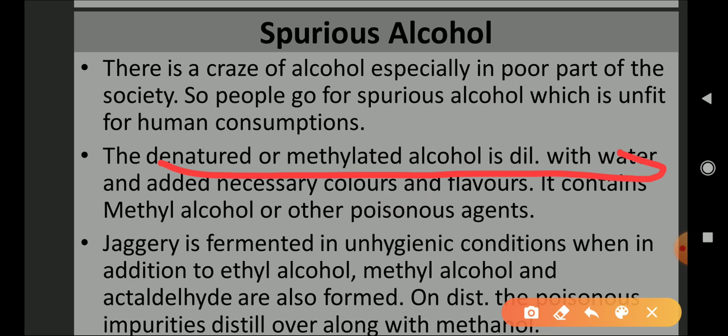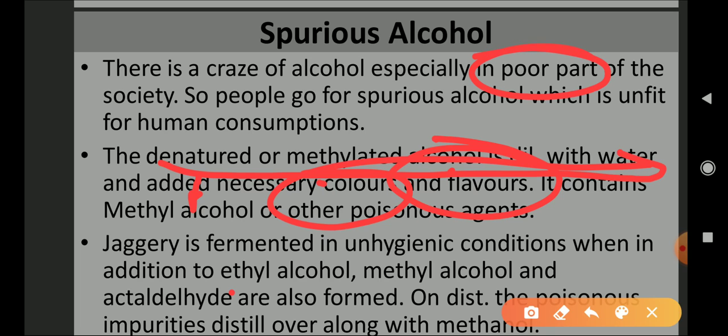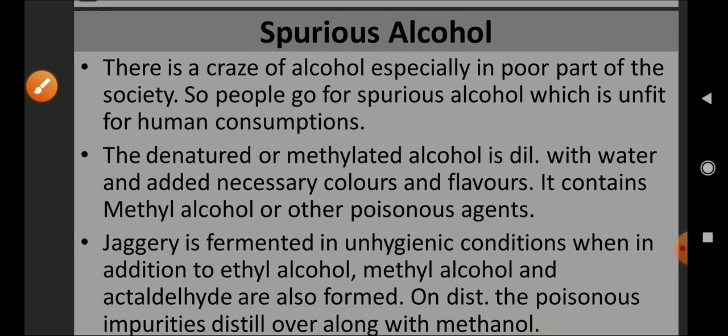Methylated alcohol, ethanol plus 5% methanol, or with certain poisonous substances like pyridine and copper sulfate, becomes denatured. So these people add water, color and flavor, and turn it into something that looks like real drinking alcohol. The poor part of society prefers the cheap alcohol, that is methylated or denatured alcohol, and they drink it and become ill if it is consumed for a longer period of time.